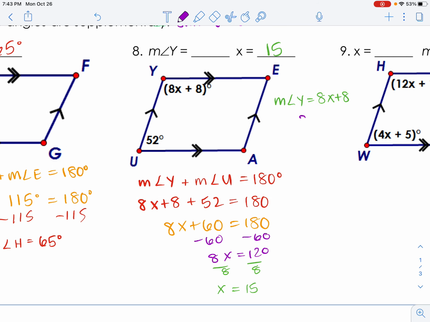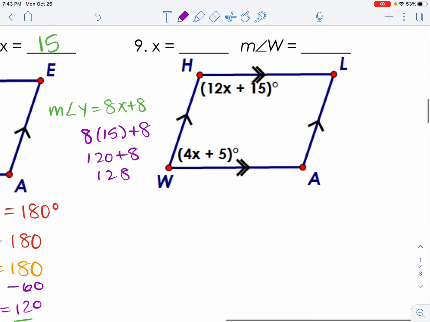And I'm going to plug in. So we know that x is 15. So when I plug this in, 8 times 15 is 120, plus 8 is 128. If you want to double check, just do 128 plus 52 and make sure it equals 180.